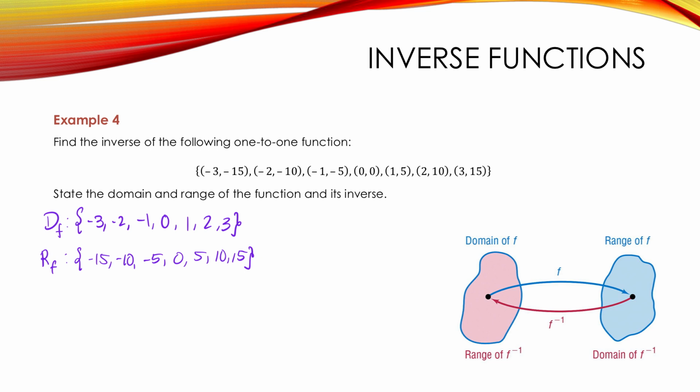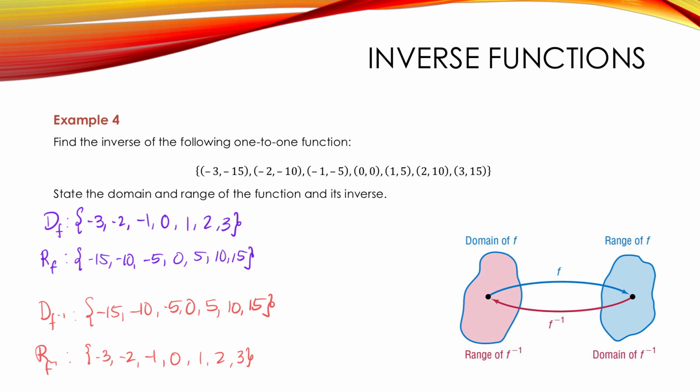So in that case, what we would know is that the domain of our inverse function is the range of the original function. So it's -15, -10, -5, 0, 5, 10, and 15. And then the range of our inverse function is the set of points that was in the domain, so now it's -3, -2, -1, 0, 1, 2, and 3. So what was the domain of f is now the range of f inverse. And what was the range of f is now the domain of f inverse.